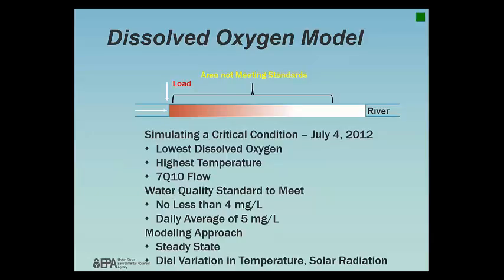What we're going to do is simulate a critical condition, which is July 4th, 2012. It had the lowest dissolved oxygen measurements with the highest water temperature, and we'll be using a 7Q10 flow, which is the lowest 7-day average flow in a 10-year return period. The water quality standards we're going to meet are twofold. We'll not allow the DO to go below 4 milligrams per liter and will maintain a daily average of 5 milligrams per liter. The modeling approach will be steady state with the diel variation in temperature and solar radiation.